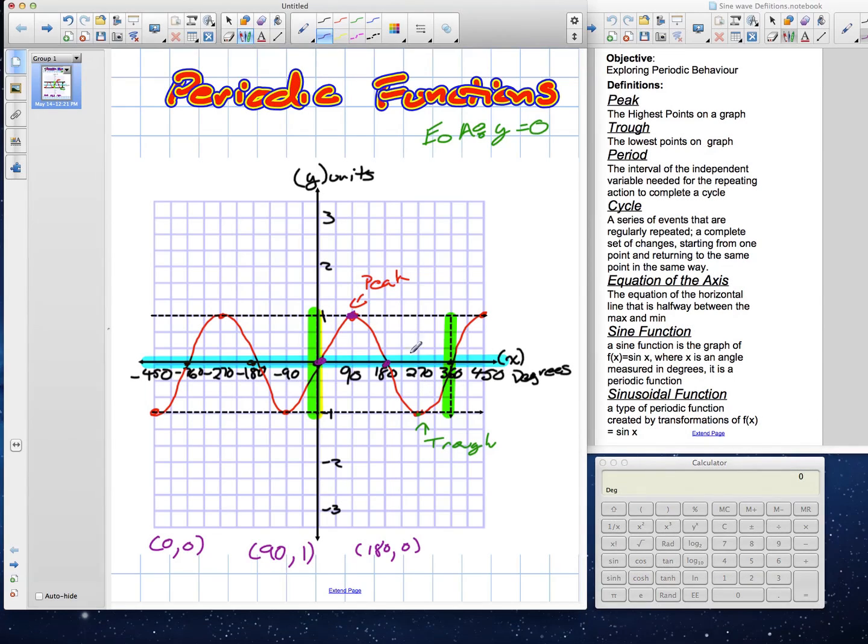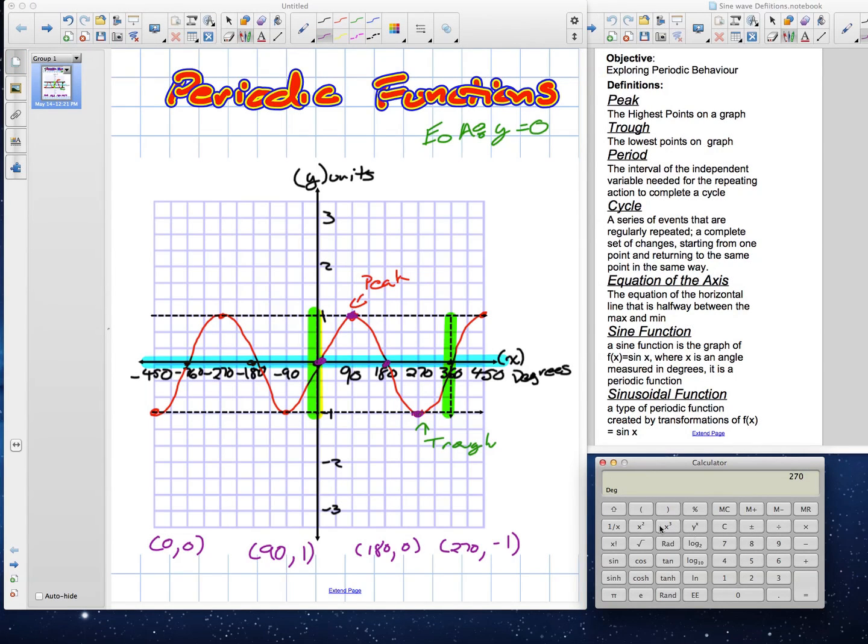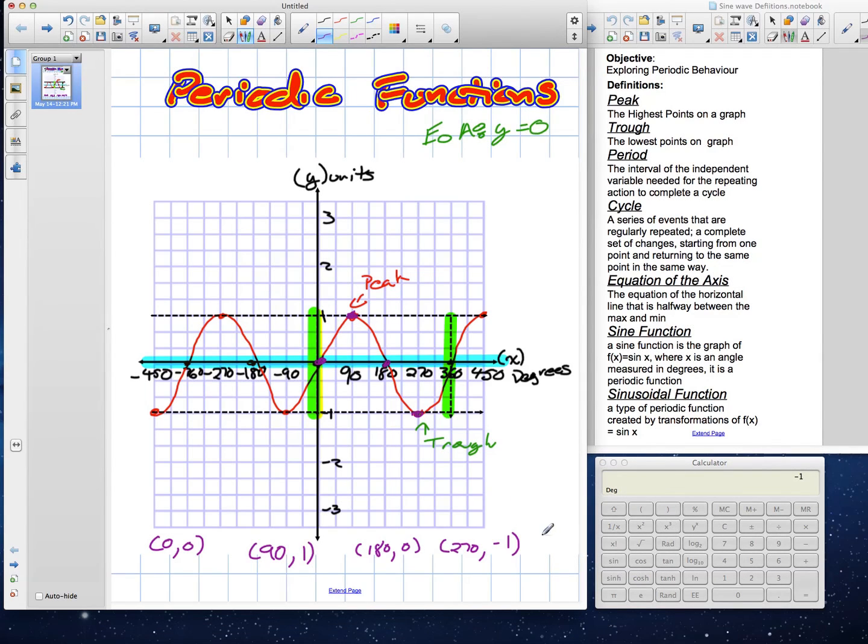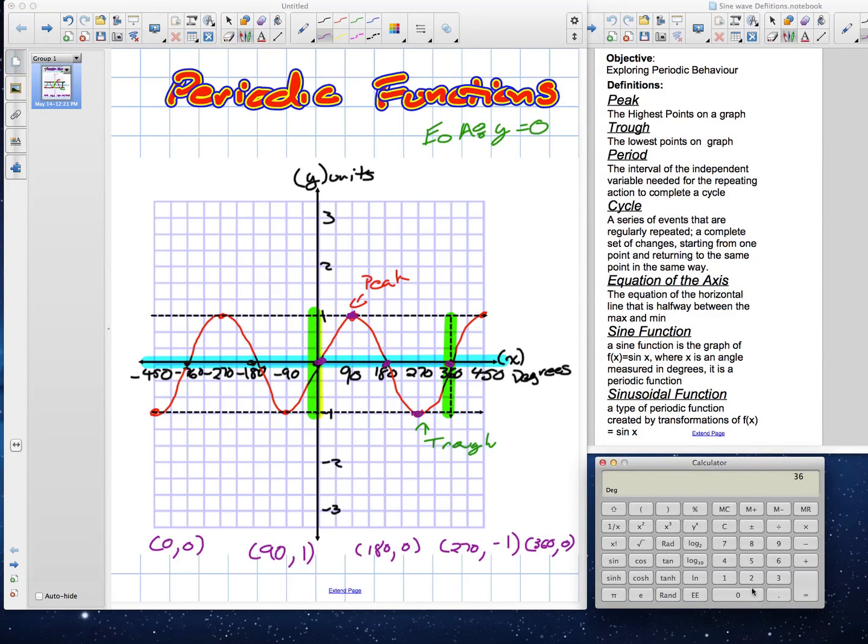Another one we go with is 270. Okay? So x is 270. What's our y value? It's right here. Negative 1. So let's try that out on our calculator. 270 degrees. Sine gives us negative 1. And finally, when we complete our period or our cycle, 360 is what? 0. It's at 0. Good. And we can test it out. Sine 360 is 0. Okay?